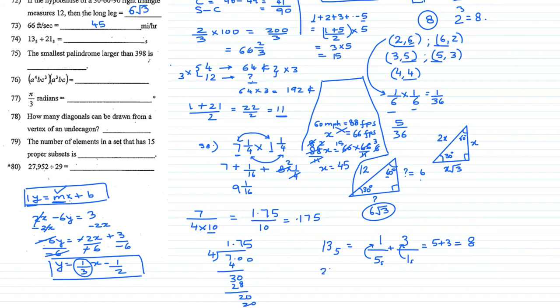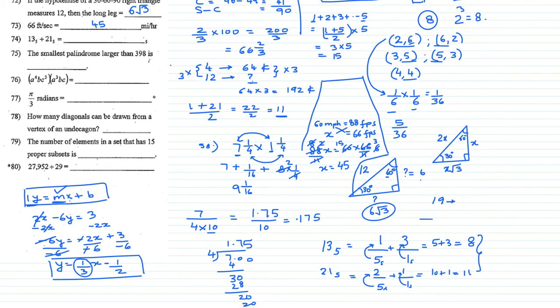Similarly, 21 base 5, we have the ones number and then we have the fives number. So the fives number is 2 and the ones number is 1. So 5 times 2 plus 1 times 1 is equal to 10 plus 1, which is equal to 11. So when we add these two numbers, we get 19. And now we have to convert this number 19 into base 5. So the number 19 has to be converted into base 5.